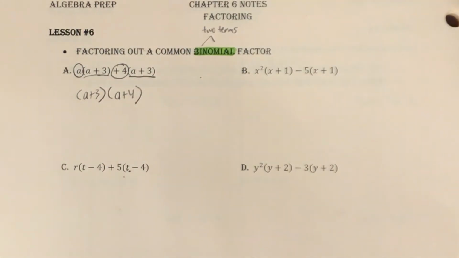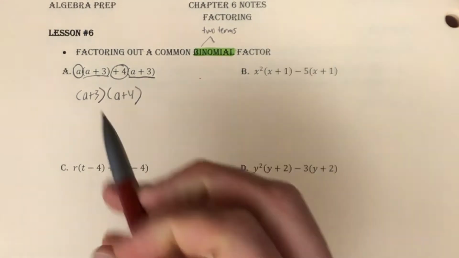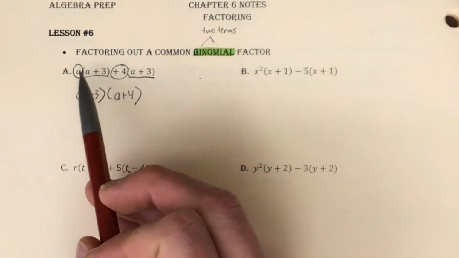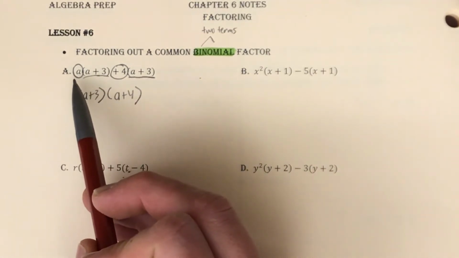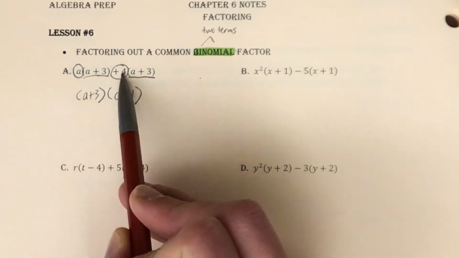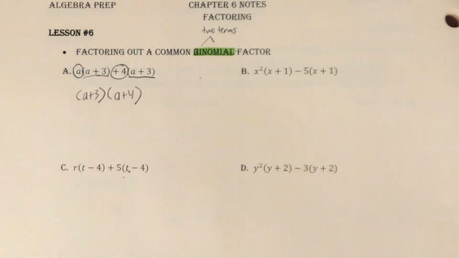And that's really all there is to factoring out a common binomial factor. Figure out what the common binomial is. That becomes your first parenthesis. Then whatever's left over, what you would have distributed, that combines to make your second parenthesis. So again, common binomial here was A plus 3, first parenthesis. What was left over, what we would have distributed if we were simplifying, which is A and positive 4, that becomes our second parenthesis. And that's really all there is to it.